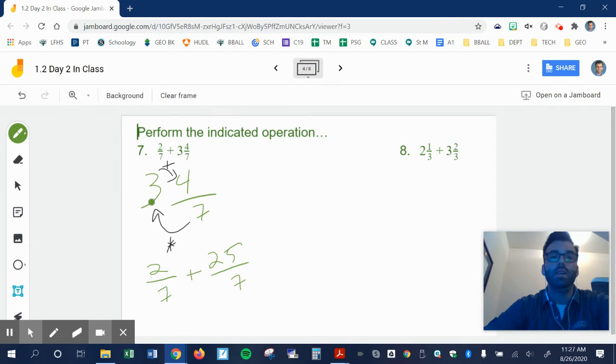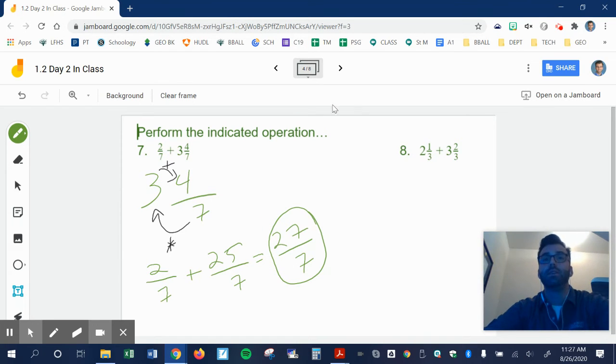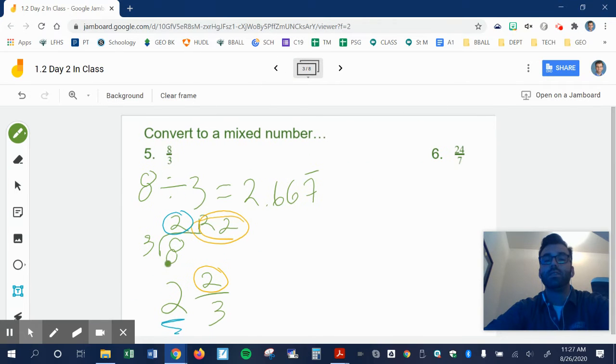7 times 3 gives me 21. 21 plus 4 gives me 25. And then I just add across the top, 27/7. I'm able to add these two fractions because they have a common denominator. Now you can leave this as an improper fraction unless it asks for a mixed number. For this number 8, you can leave it as improper. If it asks for a mixed number, I would go back and do that process.